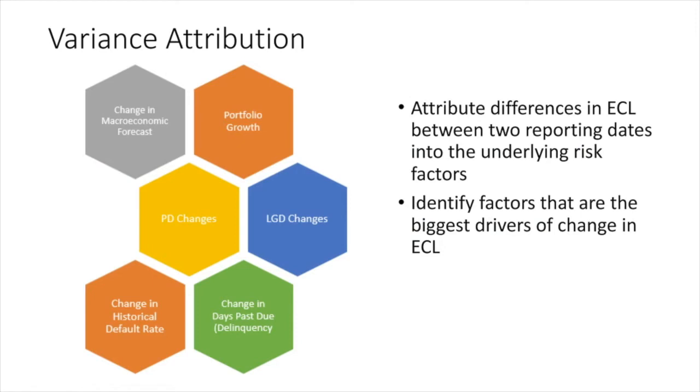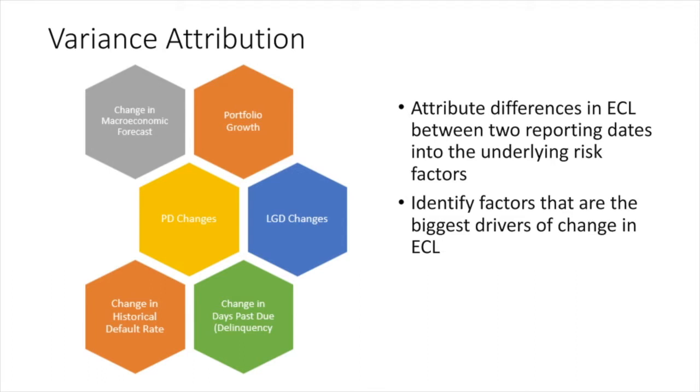So what is variance attribution? At its very simplest form, it is taking the difference in ECL between two reporting times, maybe two different months or two different quarters, and breaking that change in ECL into the underlying risk factors. So what the variance attribution allows us to do is identify the different risk factors and find out those factors that are most responsible, the biggest drivers of change in ECL from one reporting time to another. And so these risk factors are shown in the pictorial on the left. So these include portfolio growth, change in the PD, and change in the LGD.